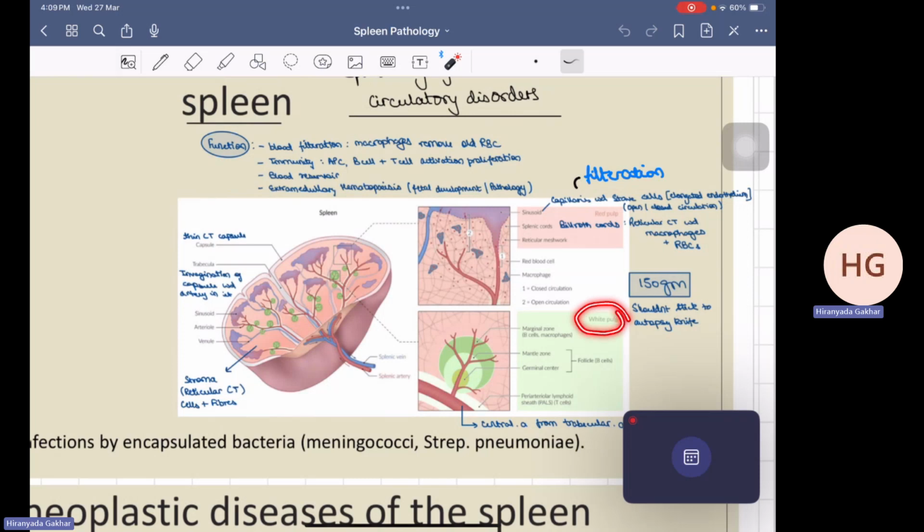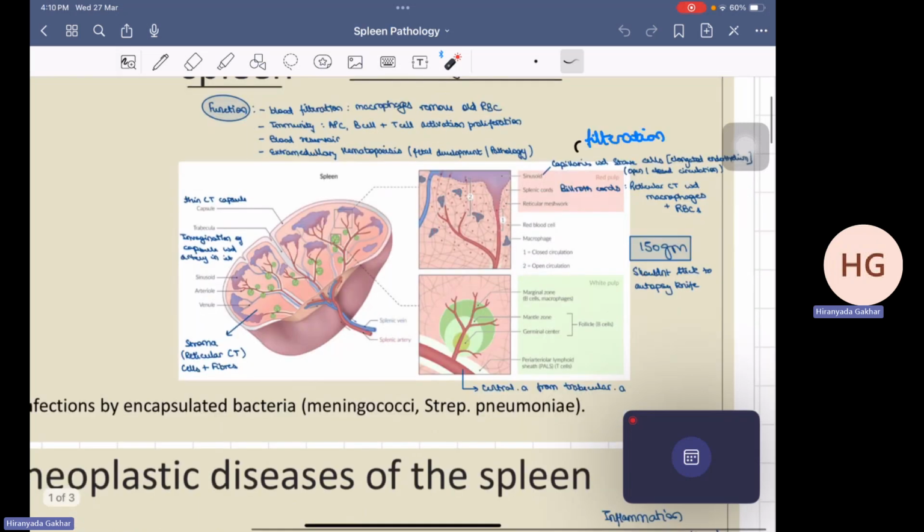The white pulp is divided into three zones. It sort of looks like a small tree or a leaf. The outermost zone, also called the marginal zone, comprises B cells and macrophages. The middle zone, or the mantle zone, comprises follicular B cells, and the germinal center too comprises follicular B cells. There is also a space around the artery called the periarteriolar lymphoid sheath, also known as PALS, and here you can find T cells.